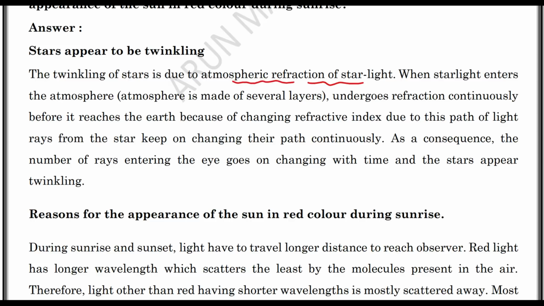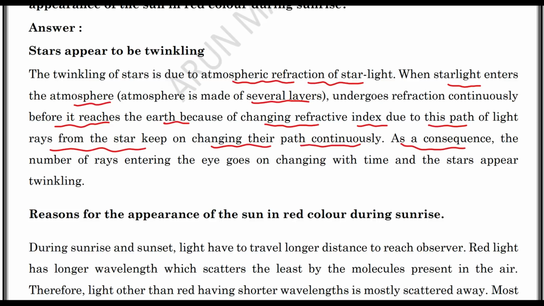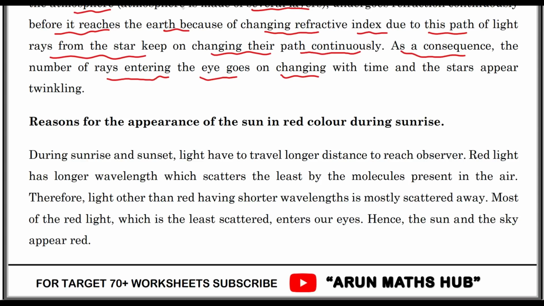Atmospheric refraction of starlight. When the light enters the atmosphere, we know that the atmosphere is made up of several layers, so it undergoes refraction continuously before it reaches the earth. Because of the change in the refractive index, the path of light rays from the star keeps on changing continuously. As a consequence, the amount of starlight entering the eyes goes on changing with time. Hence stars appear to be twinkling.